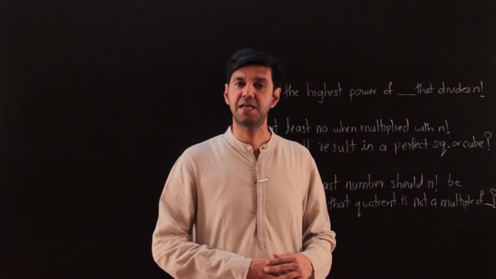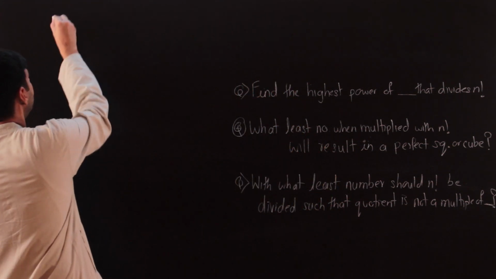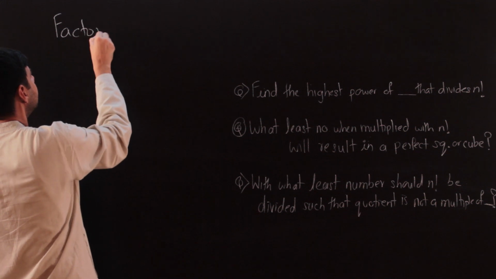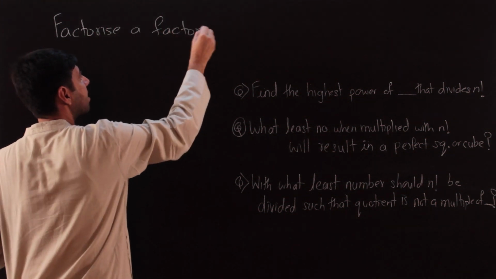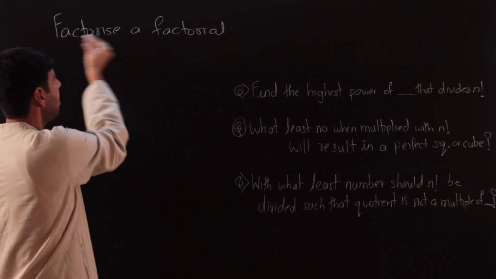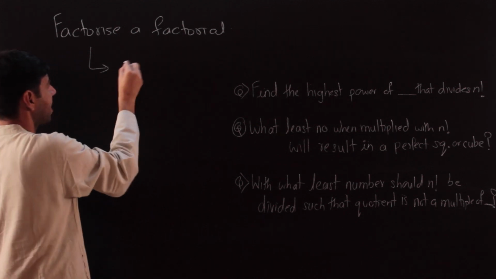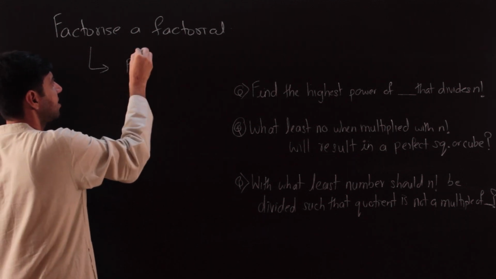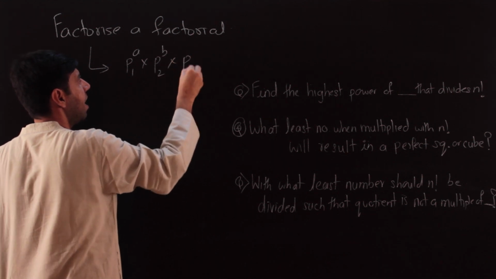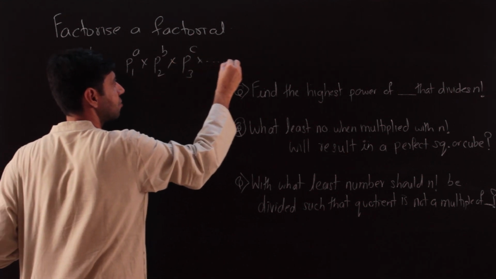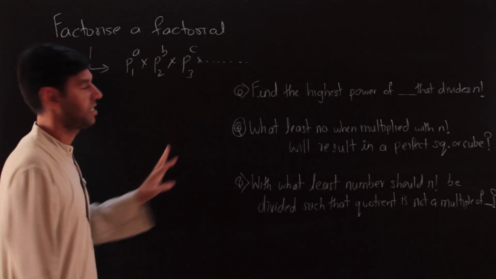All that we need to learn in this part is how do I factorize a factorial. And once I factorize a factorial, I'm left with the factorized form, right? What is that factorized form? Let me again remind you. Factorized form in its general sense is a prime number raised to a, another prime raised to b, another prime raised to c, and so on, where p1, p2, p3 are all distinct primes.